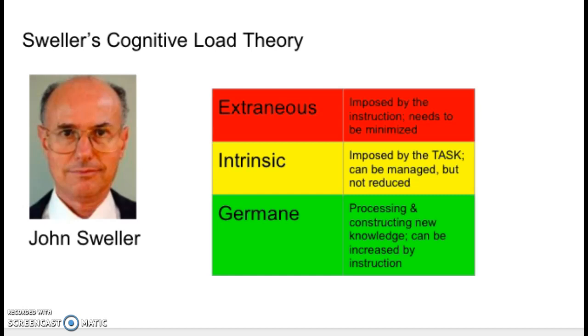Then there's germane cognitive load. This is the one that we want to increase if we can, because this is the amount of working memory that's devoted to processing and constructing new knowledge. We really want to try to target this type of cognitive load. And finally, there's extraneous cognitive load. And this is the load on our memory that's imposed by the instruction. And our goal is to minimize this extraneous cognitive load. While many teachers ignore cognitive load, or perhaps are even unaware of this concept, it really does play a huge role in learning.